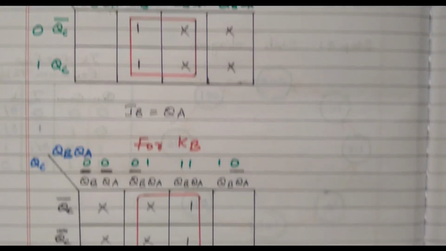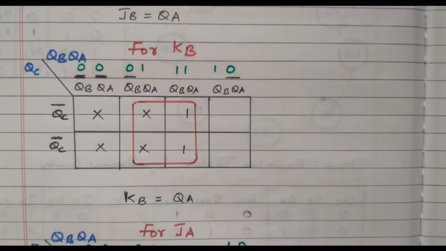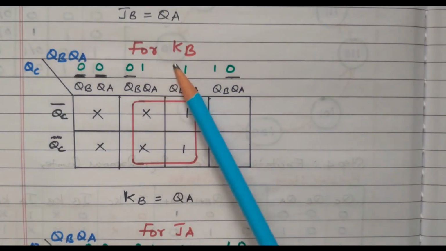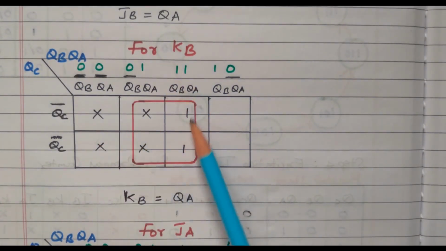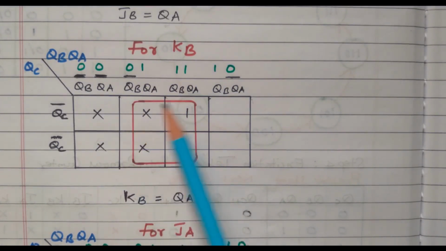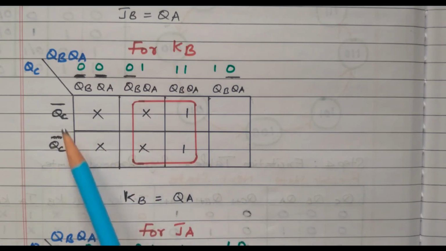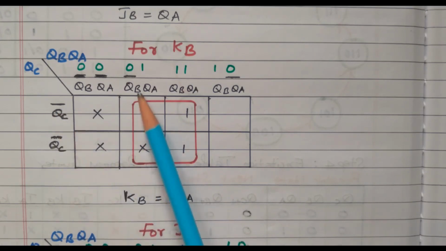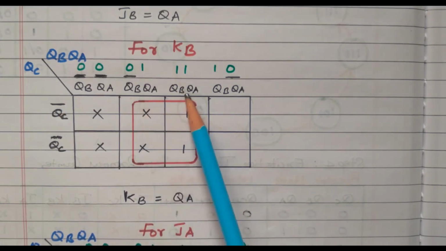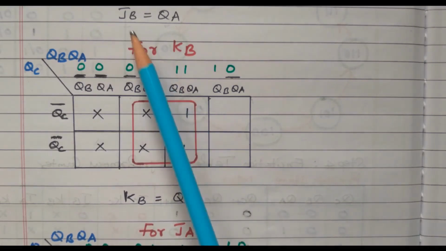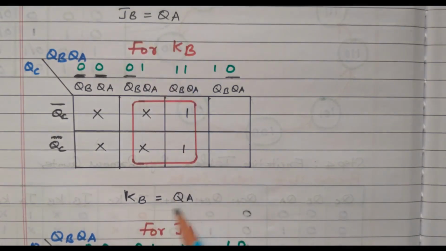Now we'll go to the KB value. From the tabular column it is marked that 4 cross marks are available and 2 ones are there. So we can combine these two cells. If we combine these two cells, QC bar and QC cancel. We need to verify only the second column and third column. In that QB and QB bar cancel, only we have QA. So JB is QA, KB is also QA. Now we'll go to the JA.